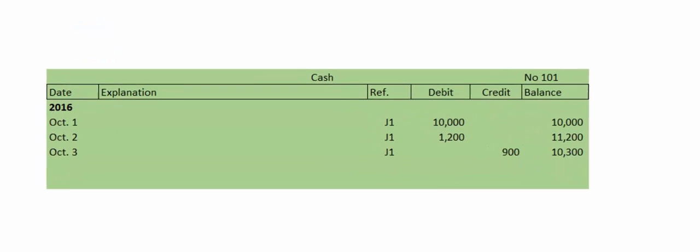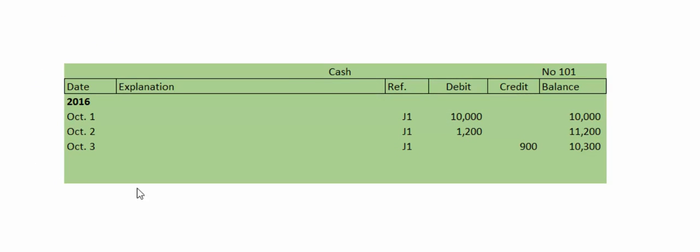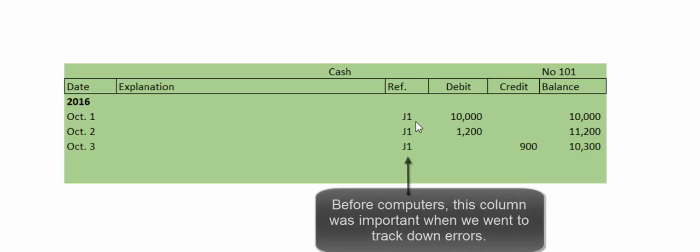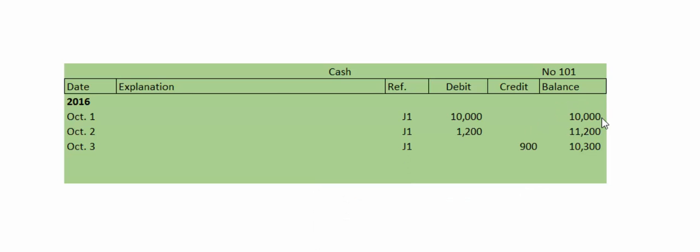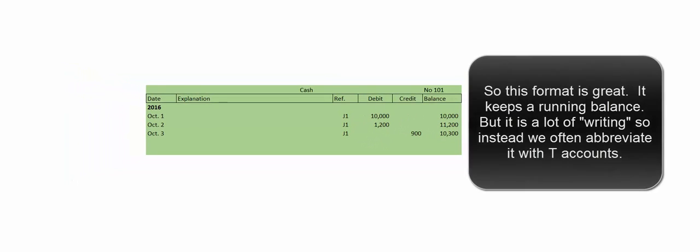When our computer software posts it, it probably looks like a traditional general ledger account here. October 1st, a reference means that it came from journal page 1, general journal page 1. There was a debit to cash, so now the balance in the cash account is $10,000. That second journal entry was on October 2nd. We received $1,200 on unearned revenue, so we make a notation that it came from page 1 of the general journal, another debit to cash for $1,200, and then we keep a running balance out here. That's the beauty of this, that there's a running balance in that last and final column.